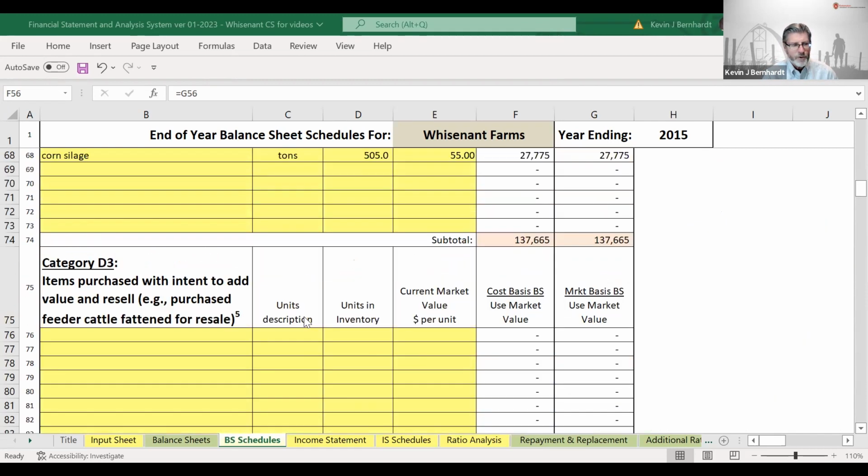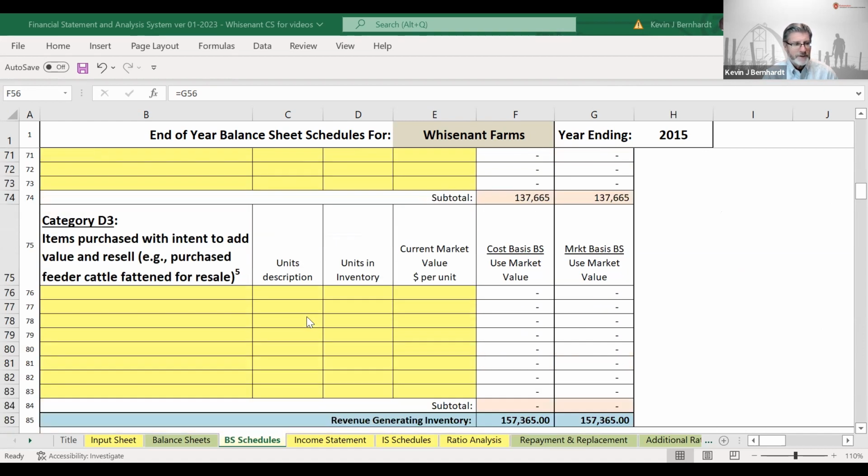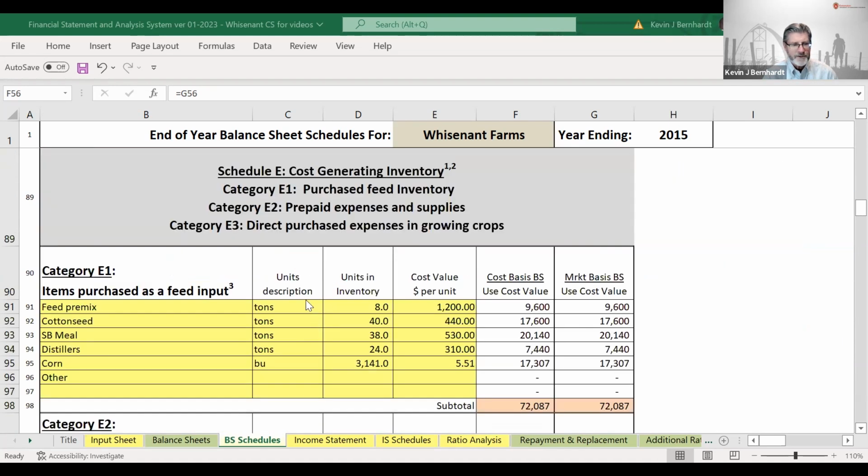Okay, that's it for Schedule D. Let's look at Schedule E. So Schedule E is also for inventory, but Schedule E is for inventory that's ultimately going to end up being an accrual cost adjustment. So that's why we separate it out.